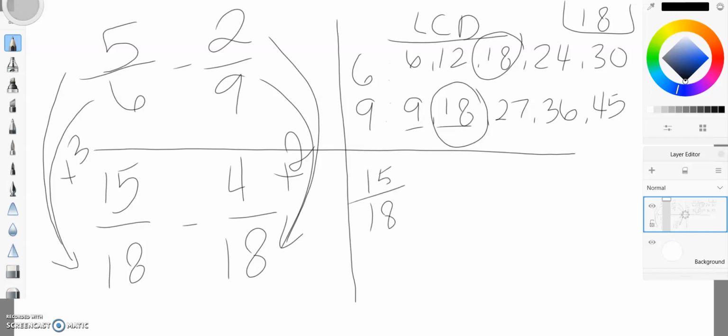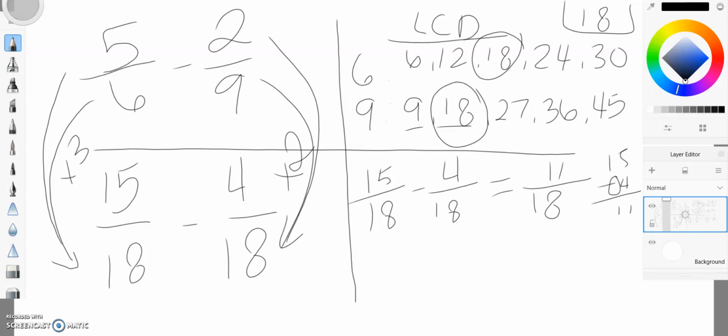So we have 15 over 18 minus 4 over 18. Remember, our denominator will stay the same. All we have to do is 15 minus 4. So 5 minus 4 is 1. 1 minus 0 is 1. So we have 1 over 18. Sorry, 11 over 18.